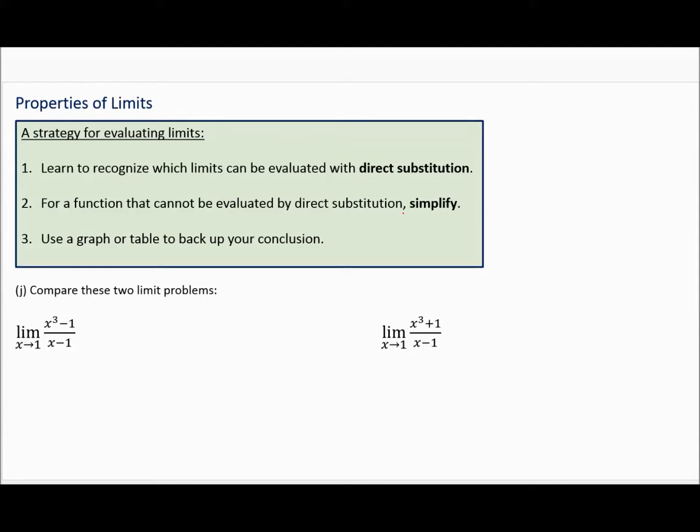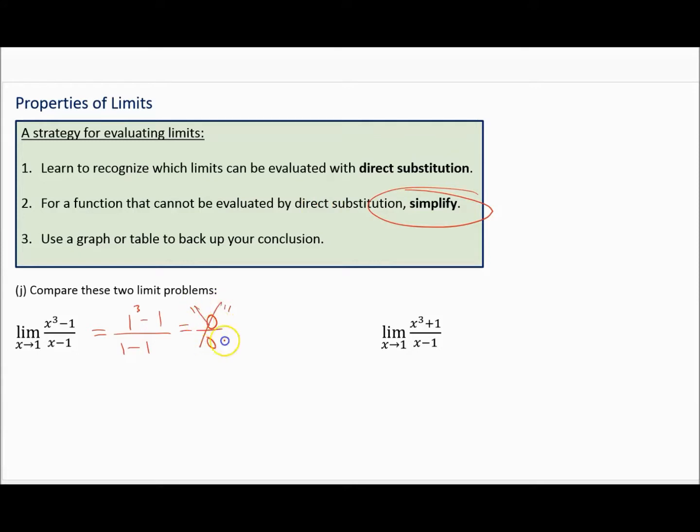Now, compare these 2 limit problems. Okay, they look very similar, don't they? Matter of fact, they only differ by a sign. You got x to the third minus 1 here, x to the third plus 1 here. So the first thing I would try is direct substitution. So if I plug in 1 directly, I get 1 to the third minus 1 over 1 minus 1. Well, 1 to the third is 1 minus 1, which is 0 over 0. Aha! What does that mean? Simplify. That did not work.